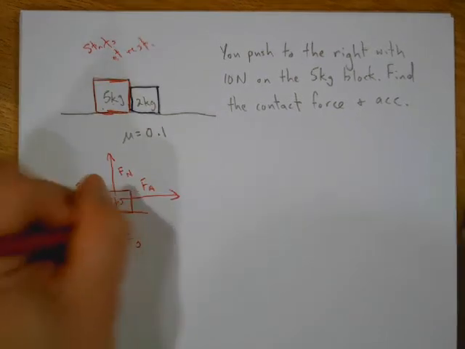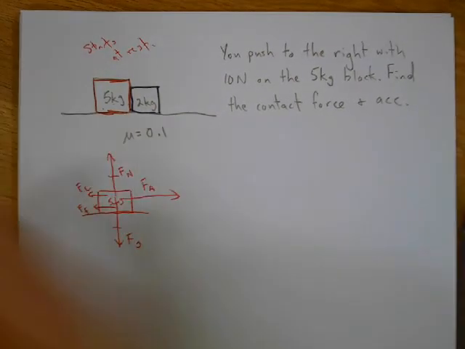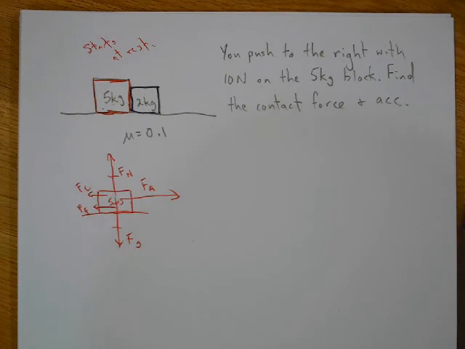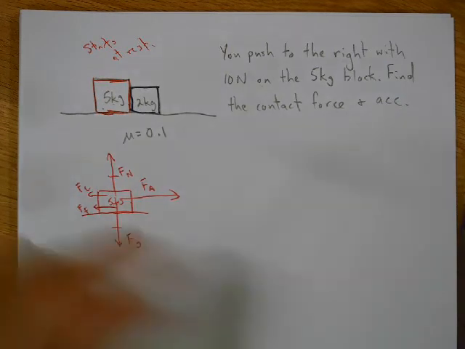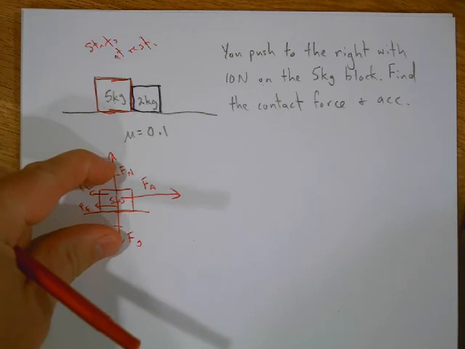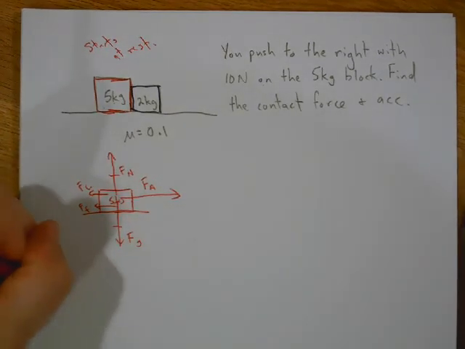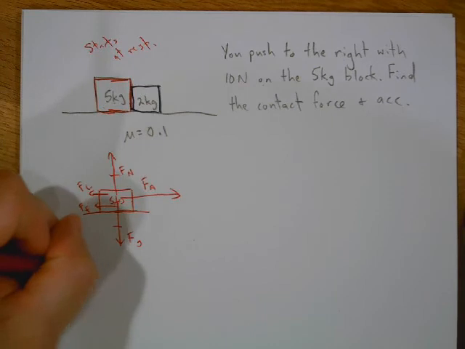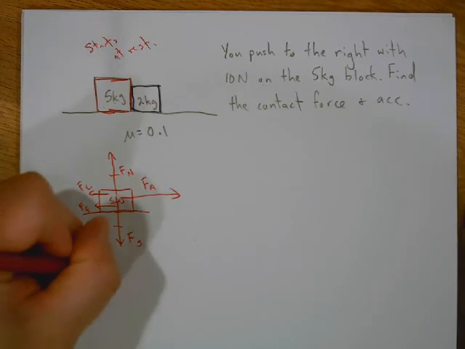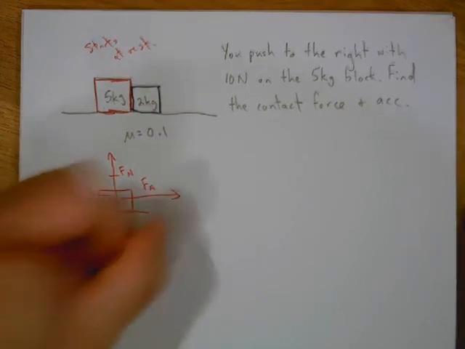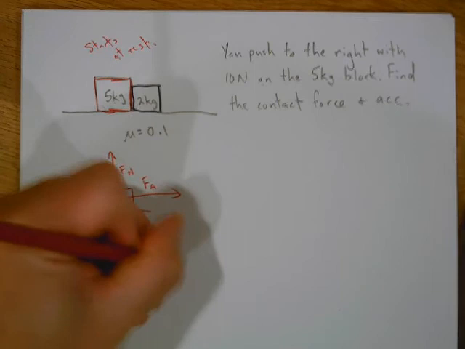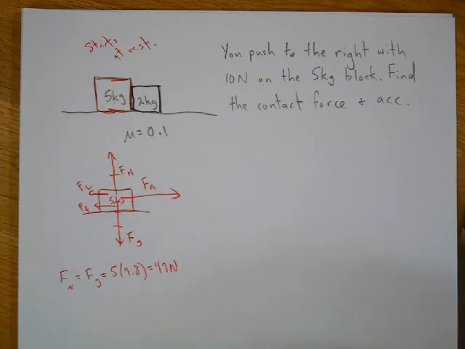So a couple things to note. This and this are the same size. Are they always the same size? No, ladies and gentlemen, of course they aren't. You're going to figure that out by drawing your FBD. In this case, they're the only two perpendicular forces, so they have to cancel each other out. So let's write that first. So Fn is going to equal Fg, which is going to be 5 times 9.8, which is going to be 49 newtons. Okay? So, hey, we're getting somewhere.